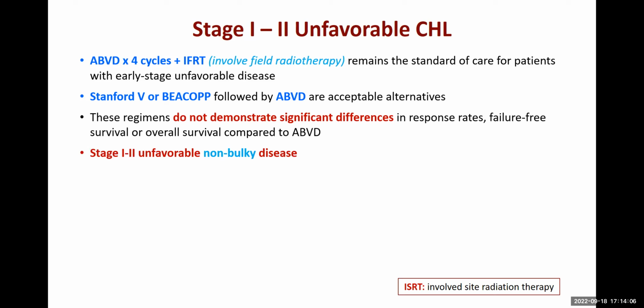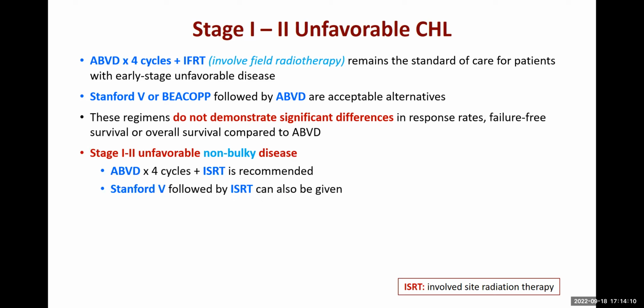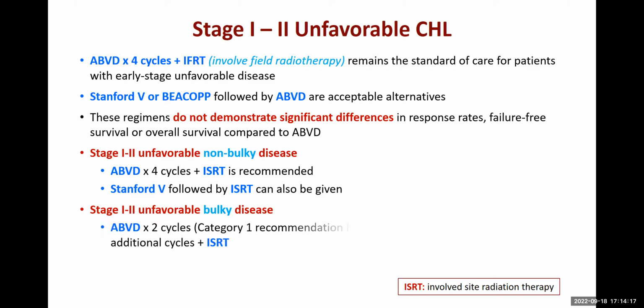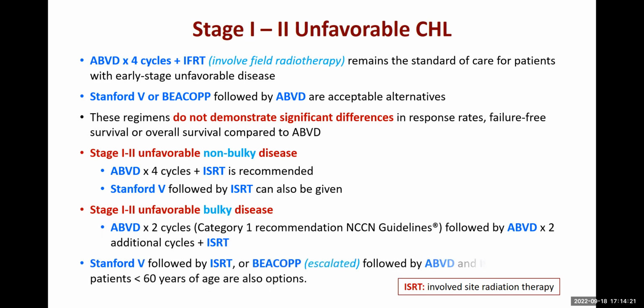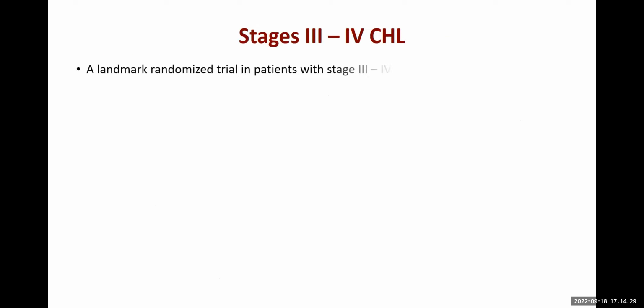Then stage 2, non-bulky disease, 4 cycles, Stanford 5 for 12 weeks with radiation therapy, and additional 2 cycles of ABVD if required, okay? So again, I would recommend that for all these slides, the easier way is to go to that table after reading these slides. We go on to stage 3 and 4, classic Hodgkin lymphoma.